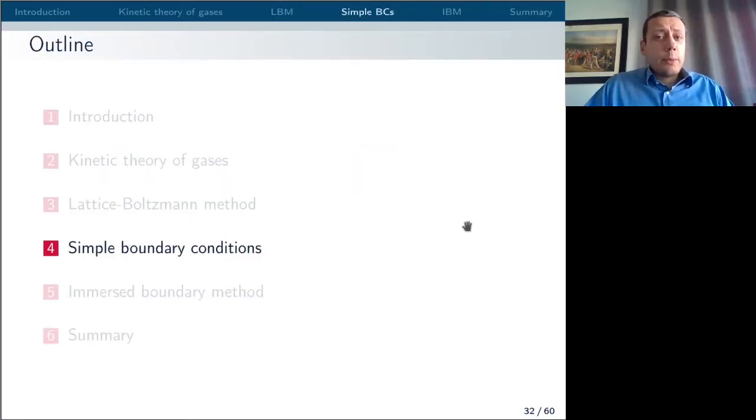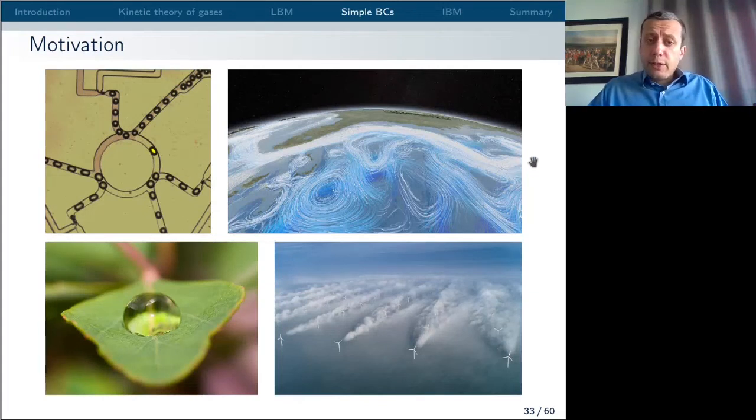Okay, so what about boundary conditions? Let me talk about that a bit. Motivation, again: you have seen these images before. All these problems, you will agree, behave completely differently. All these systems behave differently. They're all governed by the same Navier-Stokes equation, right?